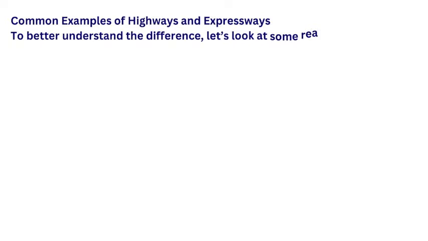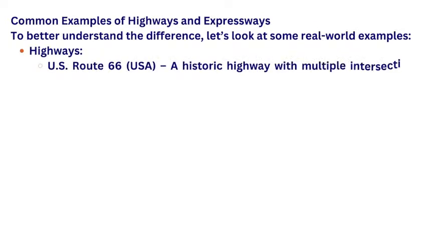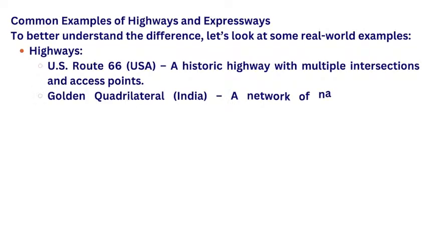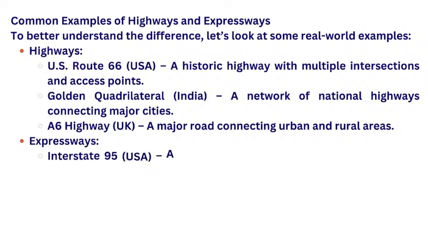Highways and expressways in the real world. To better understand the difference, let's look at real-world examples. Highways. US Route 66, USA. A historic highway with multiple intersections and access points. Golden Quadrilateral, India. A network of national highways connecting major cities. A6 Highway, UK. A major road connecting urban and rural areas.